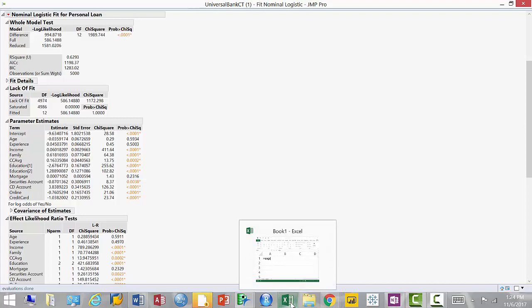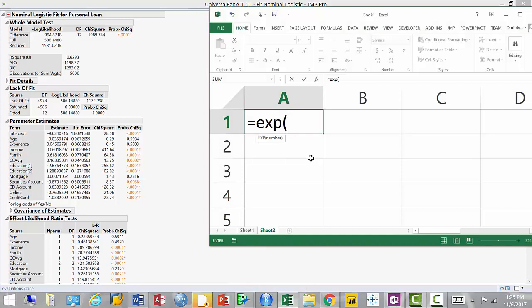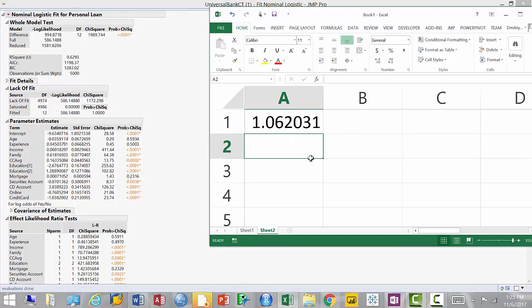E to the power slope, okay? Sorry about the confusion. So I have to raise e to the power 0.06018297. Okay, and there you go. That's your odds ratio, okay? 1.062. And remember how we interpreted that back then.